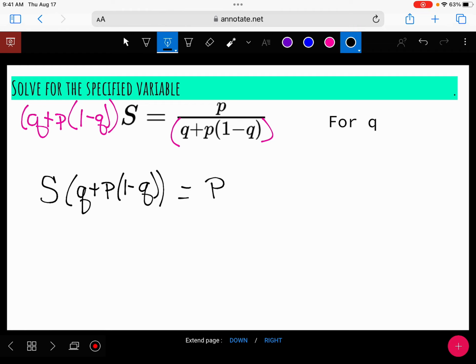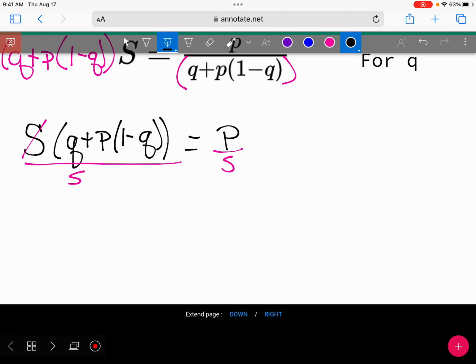All right, we're still looking to get Q by itself. What can I do? Divide by S. That is definitely going to be our easier way to go to get this S out of the way. And while we're writing this next step, I'm going to do this P times the 1 minus Q distribution here. So we get Q plus P minus QP equals P over S.